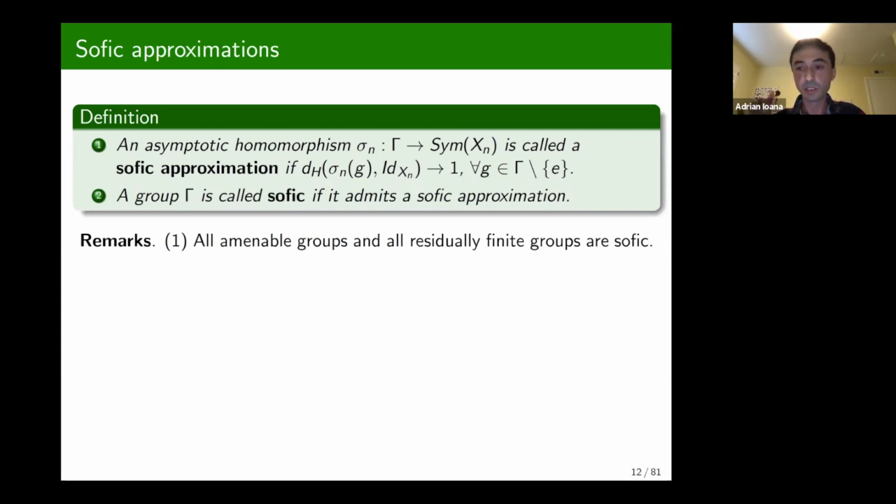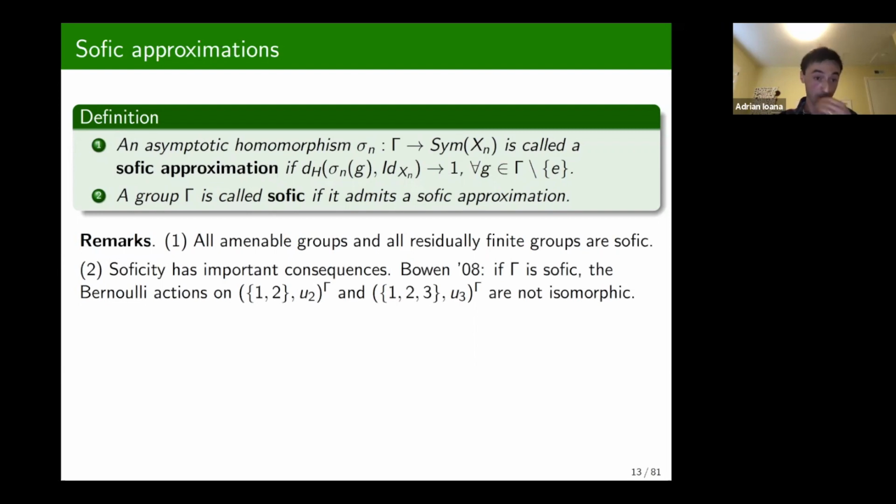And in fact, if you look at the list of asymptotic homomorphisms that I defined before, using those given by Følner sets, you can construct a sofic approximation of amenable groups. And then residually finite groups are also sofic because you can look at left multiplication actions on coset spaces. So it's a large class. On the other hand, it's a very interesting class because being sofic has important consequences.